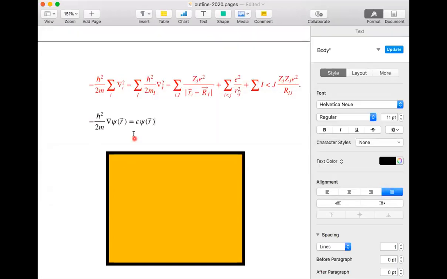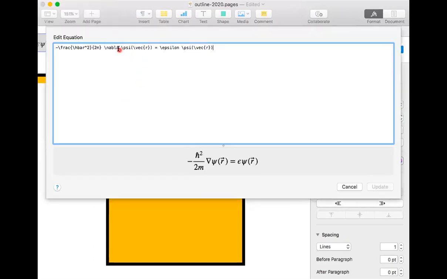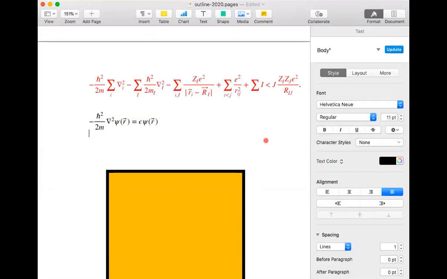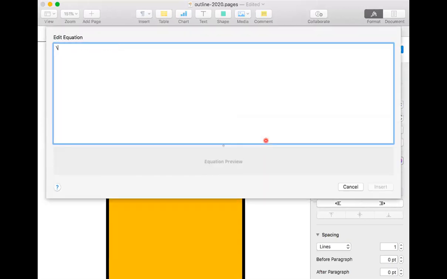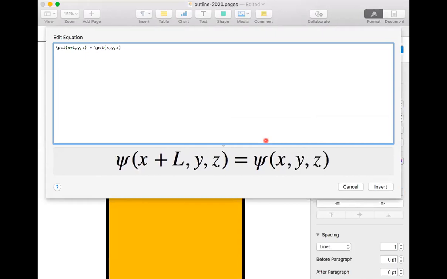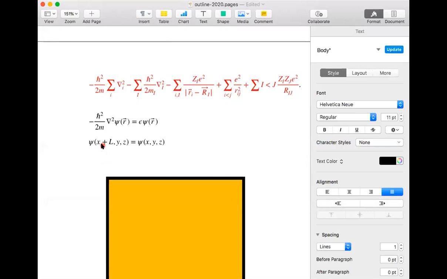Okay, so there should be a square. So I want to solve that problem with the boundary condition that, okay, so that's the problem I want to solve with the boundary condition that this. And this same boundary condition would be repeated in the other directions also.